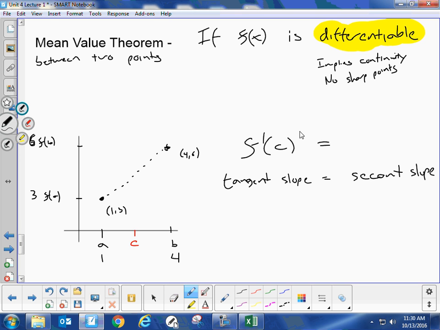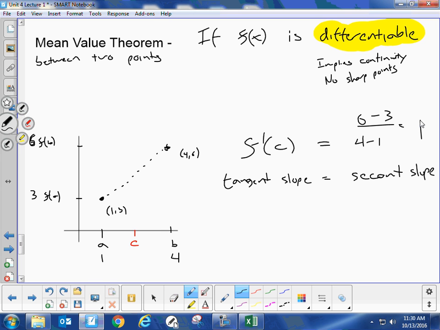Okay, now here the secant slope would be 6 minus 3 over 4 minus 1. Ends up being 1 again. Okay, so you guys try. Connect these 2 points so that your function is continuous and smooth curved, no sharp points, and then you will be able to find locations on your function where your tangent slope will equal that secant slope.